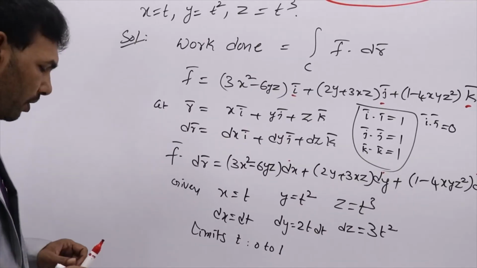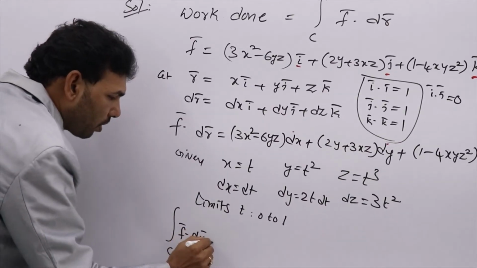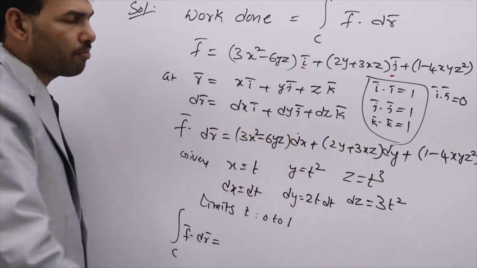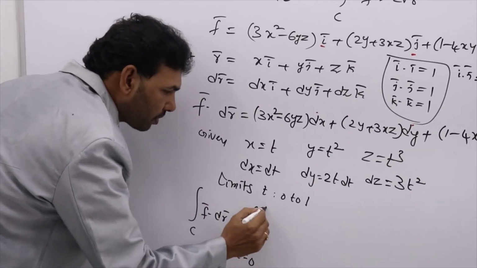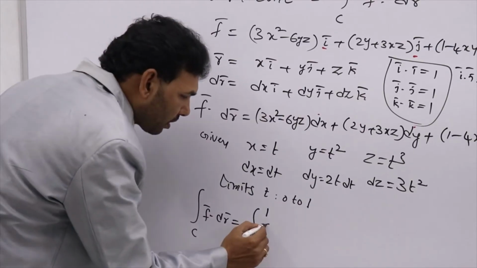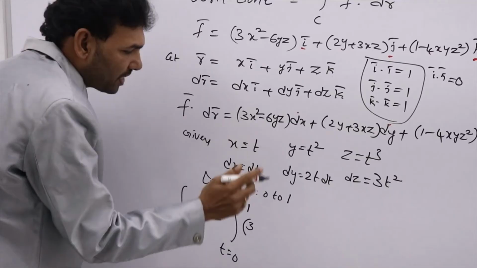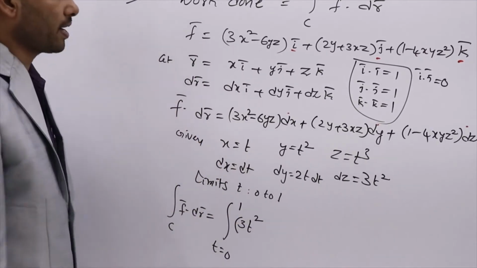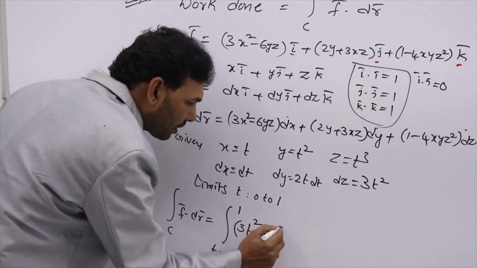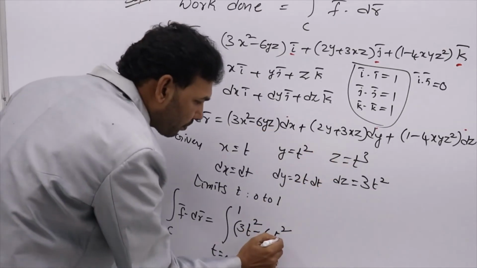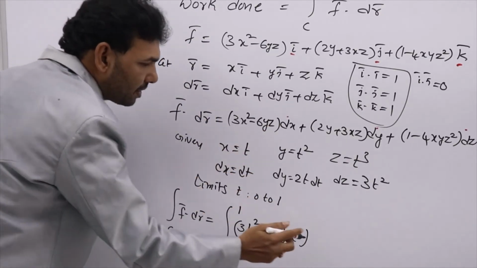So now I am going to evaluate the integral over C of F bar dot dr bar by replacing all these in F bar dot dr bar. Integral t equals 0 to 1, 3. What is x? t. Write t in the place of x: 3t square minus 6 into what is y? t square. What is z? t cube. Dx. dx is dt.